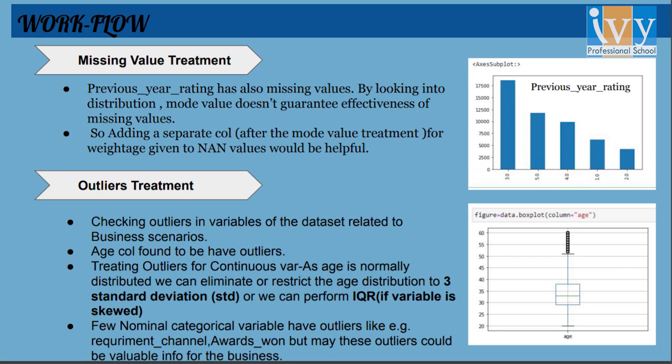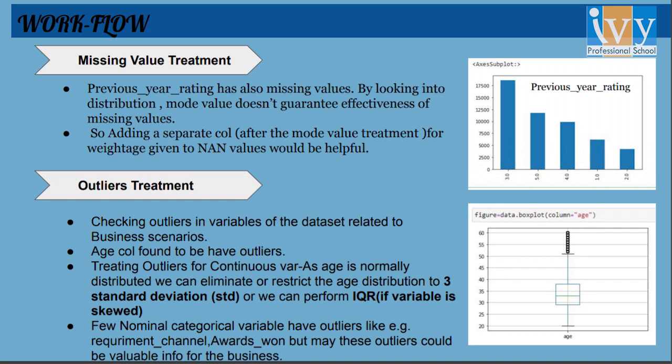Okay, so missing value treatment for previous year rating. Previous year rating has also missing values. By looking into the distribution, you can see the mode value doesn't guarantee the effectiveness of the missing value treatment. So I have treated the missing values with the mode value, but additionally I have added a separate column with value 1 for the respective treated values and 0 for the not null values, which helps the model to give a weightage to the treated values, right? So this is the basic way that I have treated the missing values.